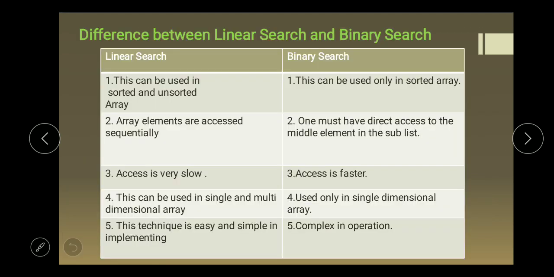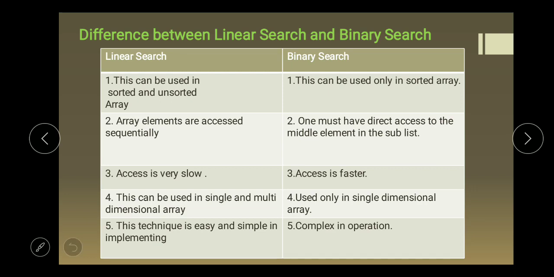Difference between linear search and binary search. Here, first point: linear search can be used in sorted and unsorted order, both. Binary search can be used only in a sorted array because here we have to compare with the middle element. So this is the first difference between linear search and binary search. Second, in linear search array elements are accessed sequentially, okay, one by one. We have to compare the element one by one. In binary search one must have direct access to the middle element in the sublist. This is the second difference.